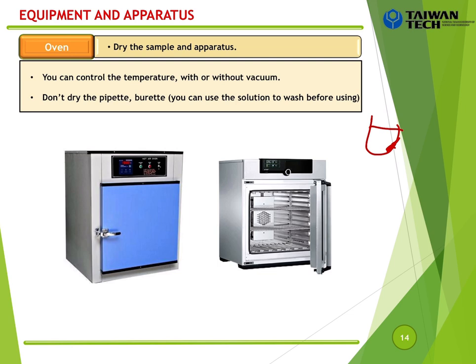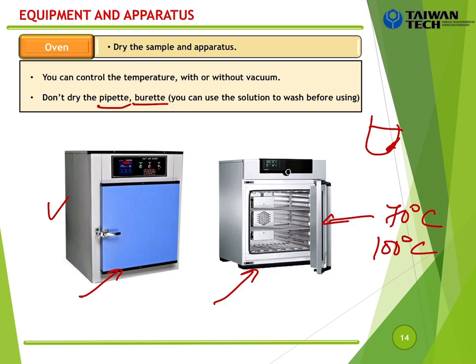For the water, you may put it into the oven, because when you put it into the oven, then we have high temperatures. Usually we use 70 degrees C or maybe 100 degrees C, and then you can remove the water. Okay, but remember, we cannot use the oven to dry the pipette and the burette.